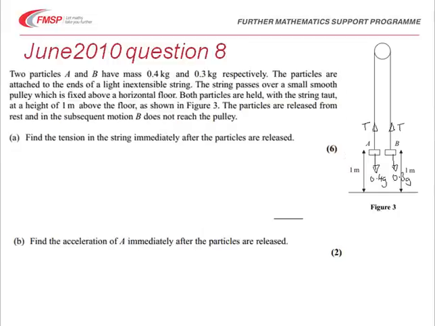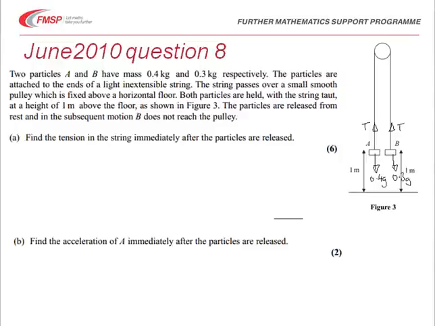Well, the first two parts of the question are a fairly standard question about connected particles over a pulley. So I've drawn the information onto the diagram already, where we've got the weights 0.4g and 0.3g acting downwards, and the tensions which are transmitted through the cable, T, acting upwards.